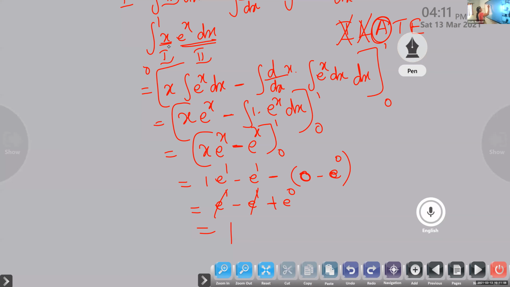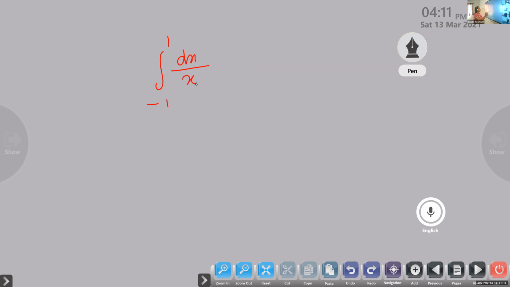Integral minus 1 to 1, dx by x. So what is the integral of dx by x? Log x plus c. Because it is a definite integral, we will not be putting c there. It is log x within the limits minus 1 to 1. Now apply the limits: log 1 minus log of minus 1.